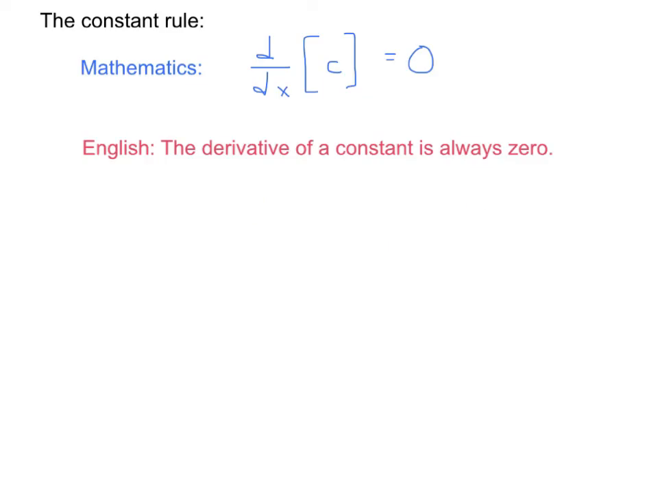The first property I'm going to call the constant rule. In mathematics, the constant rule simply states that the derivative of c, where c is a constant, is 0. In English, the derivative of a constant is always 0. So if you're doing a problem and at some point somebody asks you, what's the derivative of 15? The answer is 0.